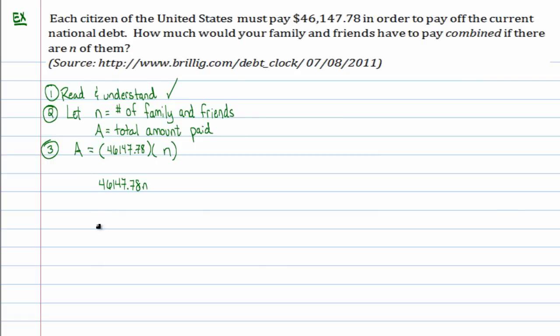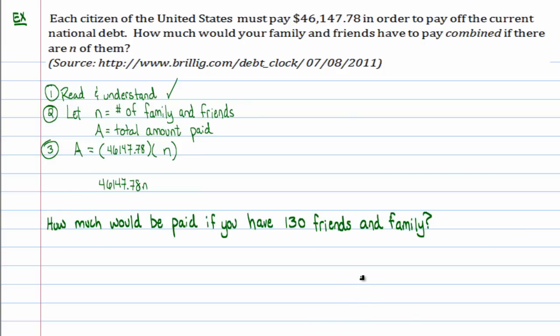Okay, and I'm going to skip ahead a little bit because I was going to introduce how to evaluate algebraic expressions, but I'm just going to ask it right now. How much would be paid if you have 130 friends and family? Just how much would your friends and family pay altogether? So that means that we're going to let n actually be that 130. So we'll plug that in. That's called evaluating the expression. So we'll plug that into the expression, 46,147.78, and we'll multiply that by 130.